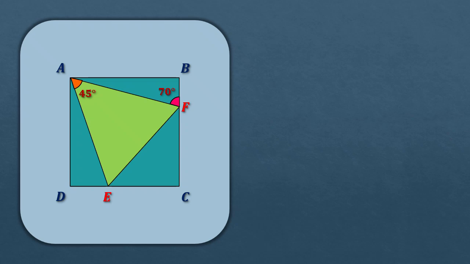Imagine a simple square hiding a surprising geometric secret, one that only reveals itself when we extend a line, mirror a segment, and compare two cleverly constructed triangles.